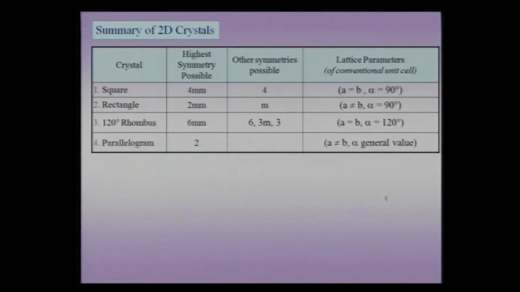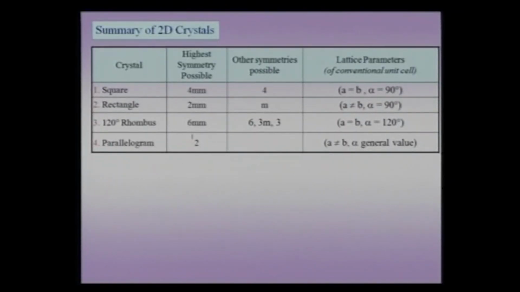We have 4 kinds of crystals in 2 dimensions, and they come in 4 symmetry classes. The square crystal, which has 2 kinds of allowed point group symmetries, which include the 4mm and 4-fold. The rectangle crystal, which includes the 2mm and m. The rhombus crystal, which includes the 6mm, the 6, the 3m and 3. The parallelogram crystal, wherein you just have 2-fold, and finally you can conceive of a situation, as in the case before, where there is no symmetry left.